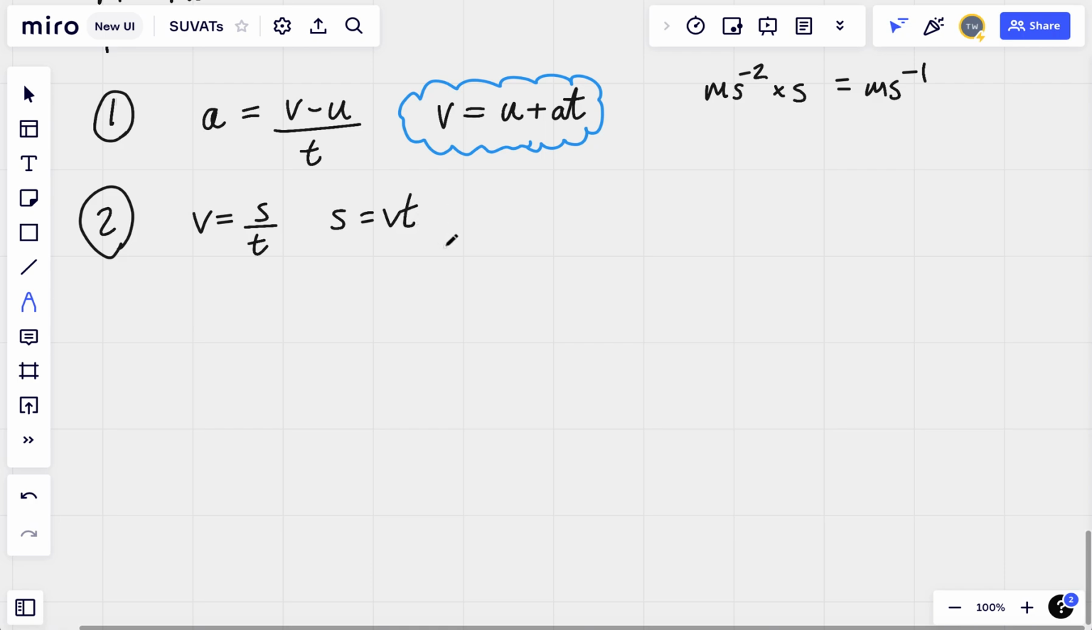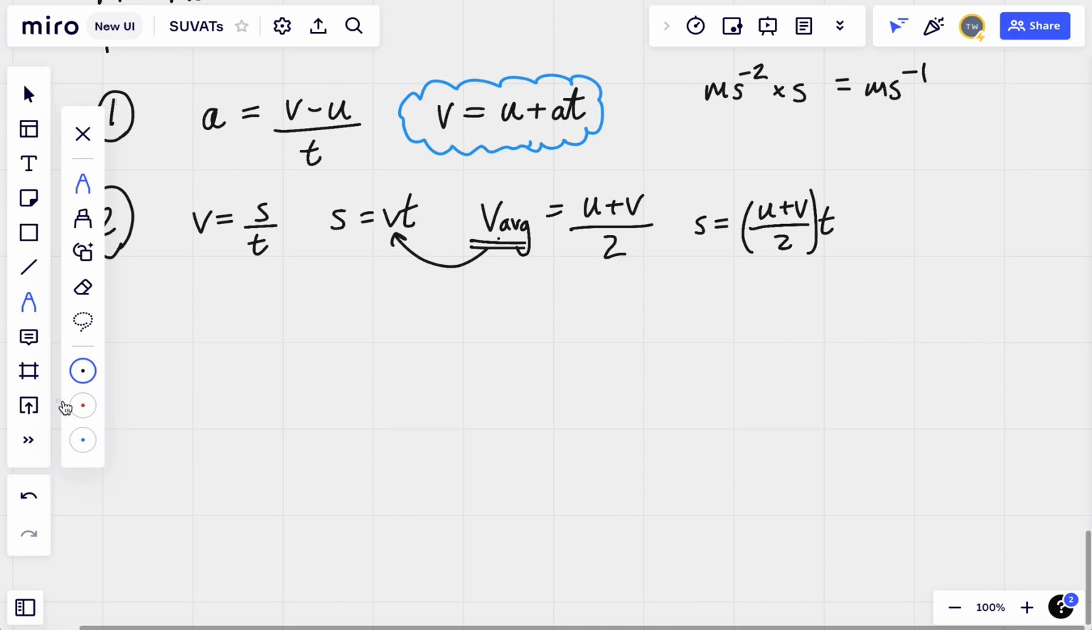That's a GCSE concept. And then what we do is we take our average velocity. If you remember this, the average is u plus v over 2. And essentially what we do is we put this average velocity in here. Okay, and so once you've done that, you end up with s equals (u plus v over 2), all multiplied by t. And that is our second SUVAT.